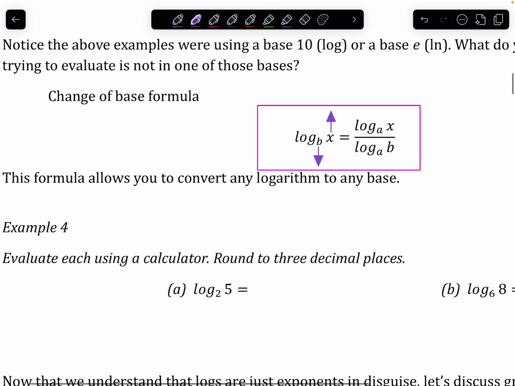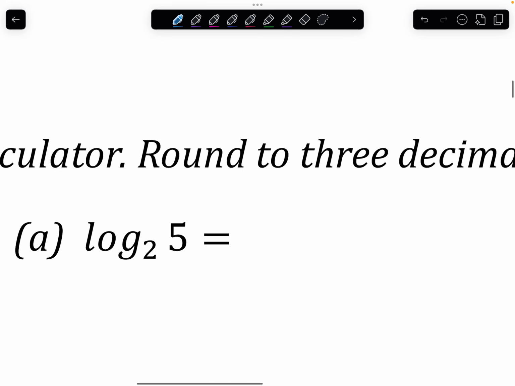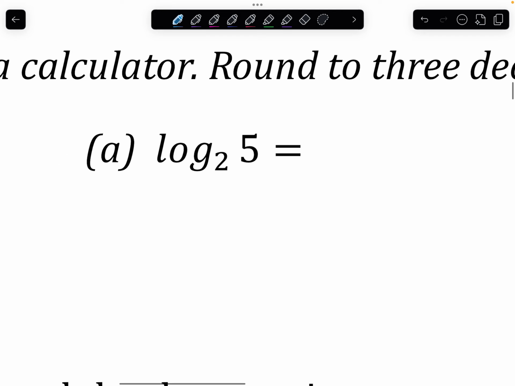All right, example 4. Evaluate each of the following using a calculator, round to 3 decimal places. So log base 2 of 5. I don't have a log base 2 button on my calculator, but I can change this to any base I want. So you have 2 choices. You can change it to the log base 10, the common log, or you can change it to a natural log, which is base E. You will get the exact same answer regardless of which one you do.